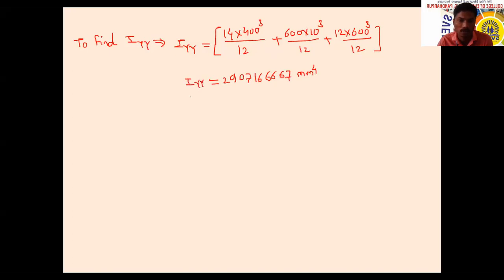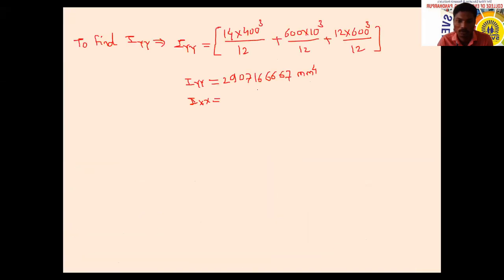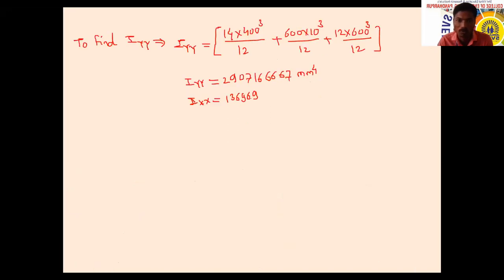So this was our answer, and Ix also you tell here. How much have we calculated? Can someone tell me what was Ix? 1369, 69. What is that? It is something like a mobile number. 104. Is it correct? mm raised to 4.